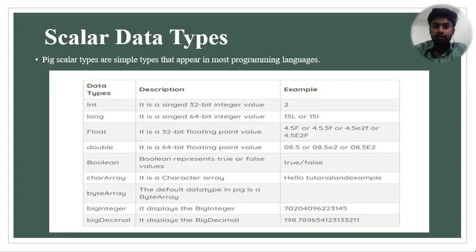These are the scalar data types, using the normal languages like integer, long, float, double, boolean, char array, byte array, big integer, and big decimal. Integer is a 32-bit integer value. Long is a 64-bit integer value. Float is a 32-bit floating point value. And double is a 64-bit floating point value. Boolean represents a true or false value. Char array and byte array. Big integer represents big integers and big decimal represents big decimals.